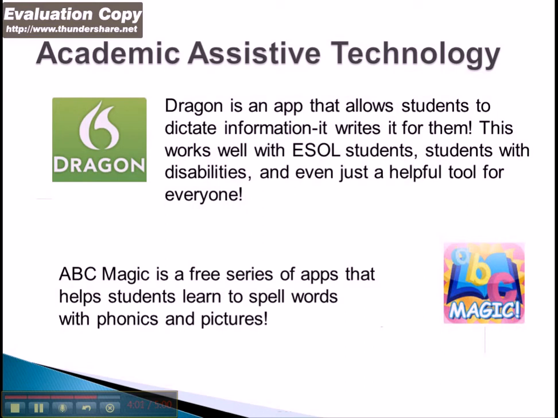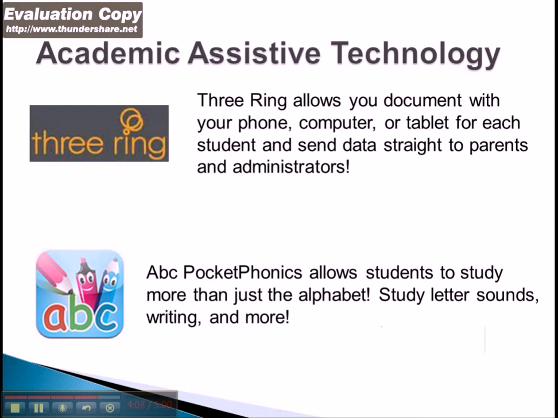ABC Magic is a free series of apps that help students learn to spell words with phonics and pictures. It also helps them learn vocabulary. 3Ring is a great academic technology for a teacher because it allows them to document with your phone, your tablet, your computer, any type of documentation that you may need, which you'll especially need if you have an inclusion student. ABC Pocket Phonics allows students to study more than just the alphabet. It studies sounds, letters, writing, and more.